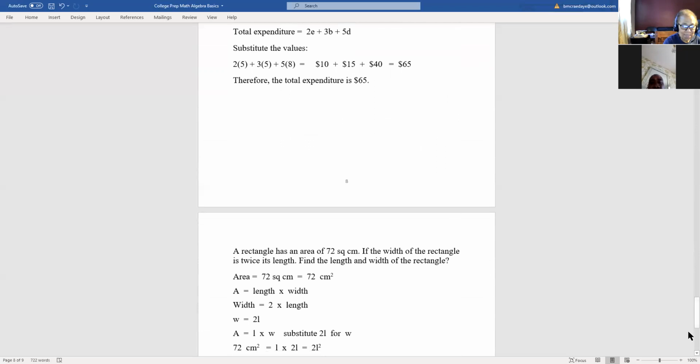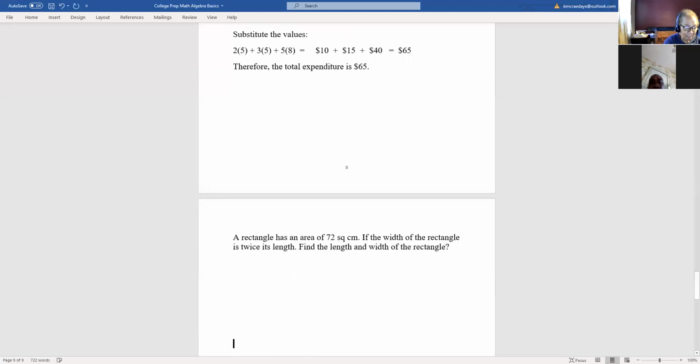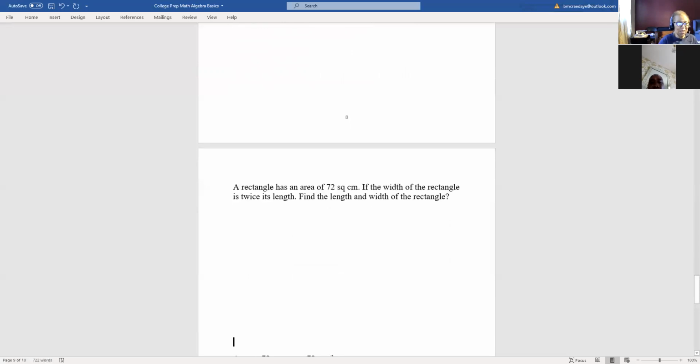Okay, Latoya, let's solve this next problem. Find the length and width of the rectangle. If the area is 72 square centimeters, how would you solve this one? Length times width. Okay, area equals length times width. Good. You know the formula. Wonderful. That's a good start.